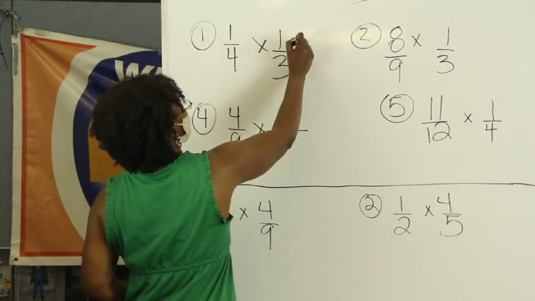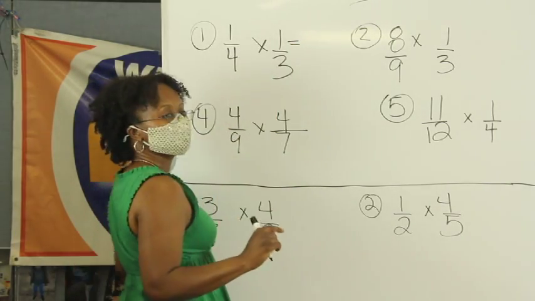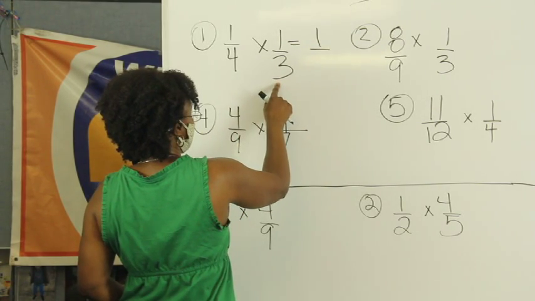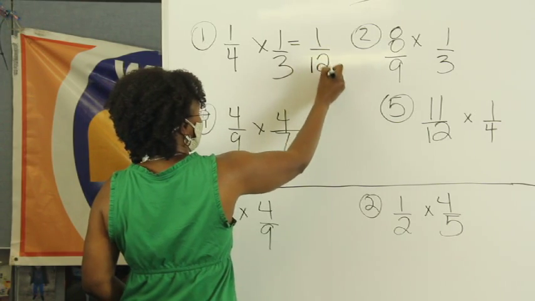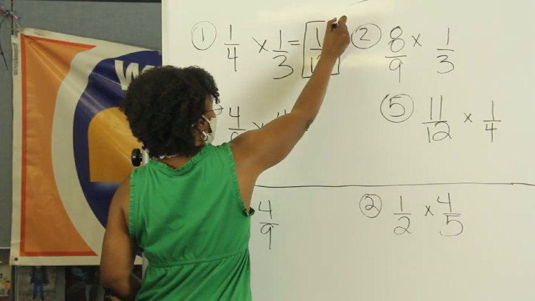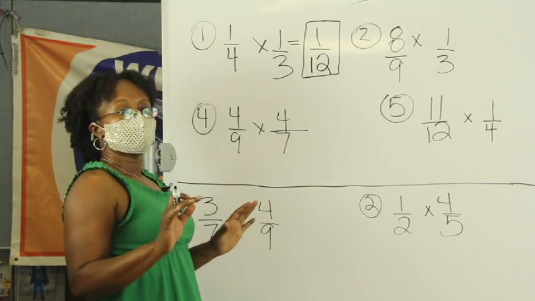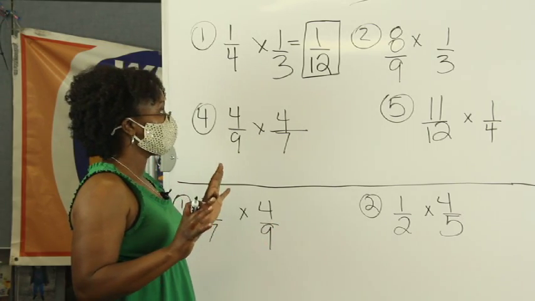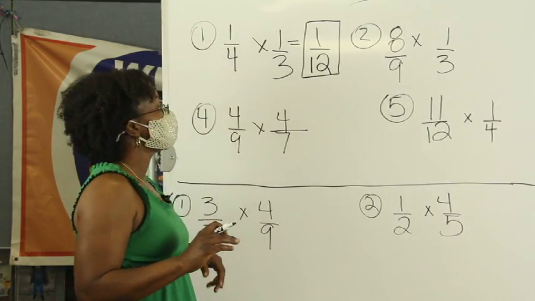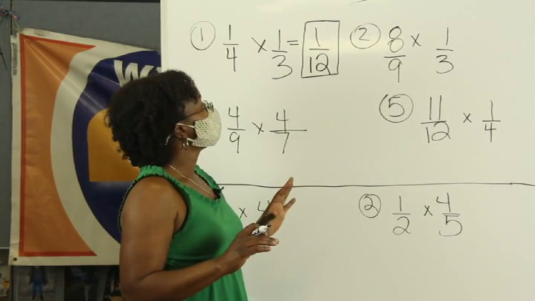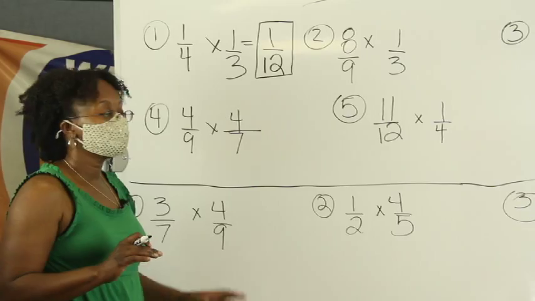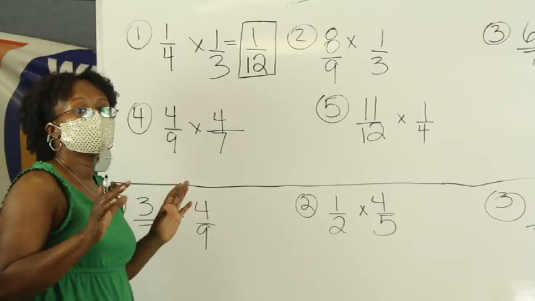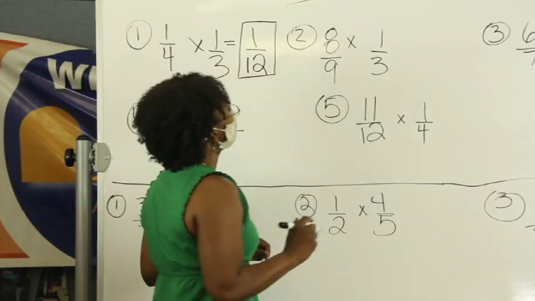So let's get started. 1 times 1 is 1, and 4 times 3 is 12. So our answer would be 1/12. Now, let me just say, you need to make sure you're really good at your math facts when you're multiplying fractions, okay? Because you're going to need to be able to get through these kind of quickly. If you've already done some of this in your class, I expect you to go through them with a decent amount of speed, okay? Let's move to number 2.